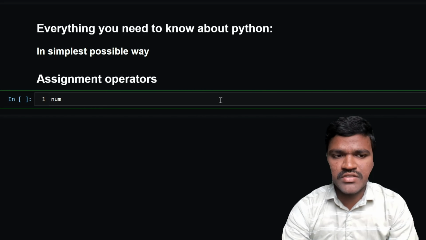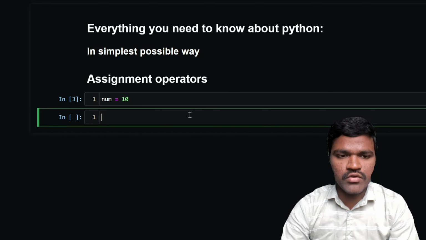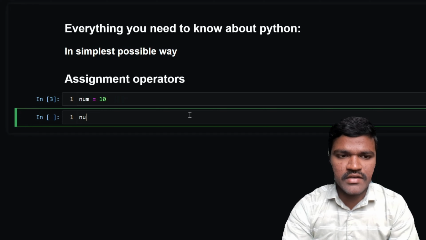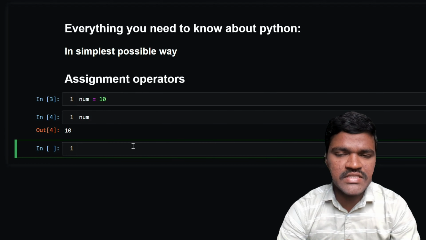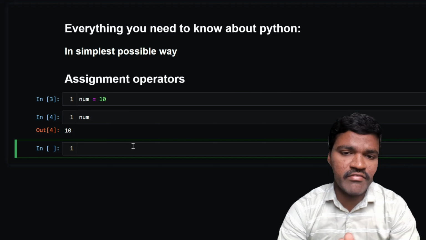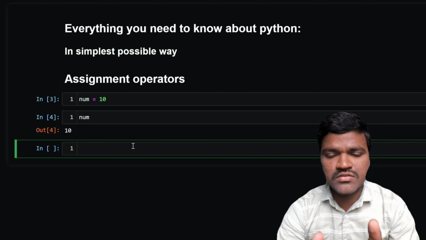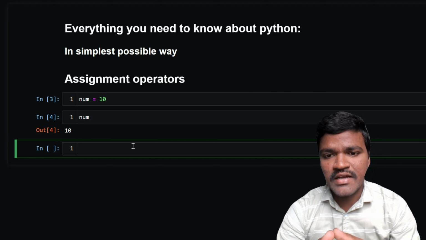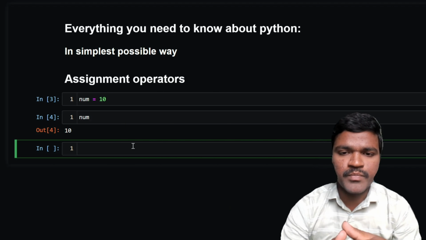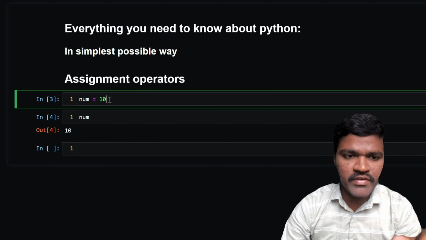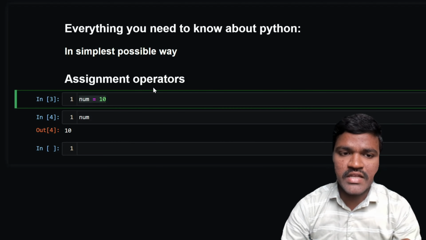Let's say I have this variable num and I want to assign 10 here. If I go and check, do we have 10 here? And we have 10 here. So by using this equal to symbol, we can assign any value to variables. How this works is that the right side value will be assigned to the left side variable. So here we are using a variable on the left side and a value on the right side.